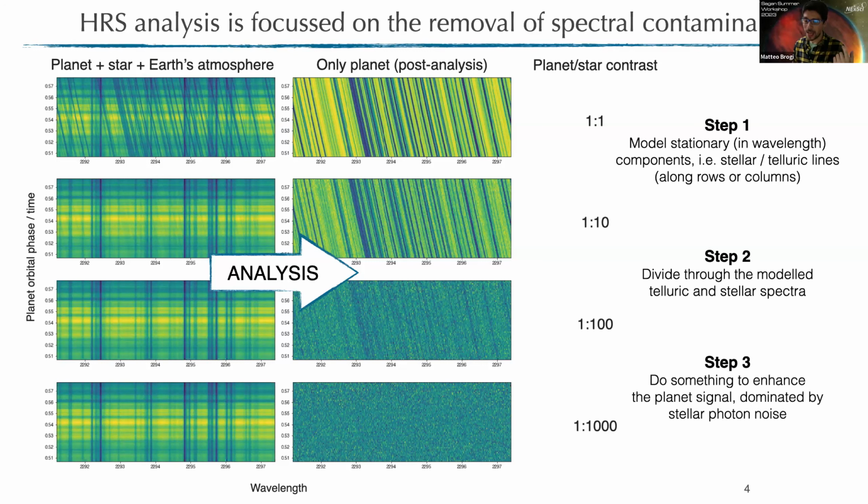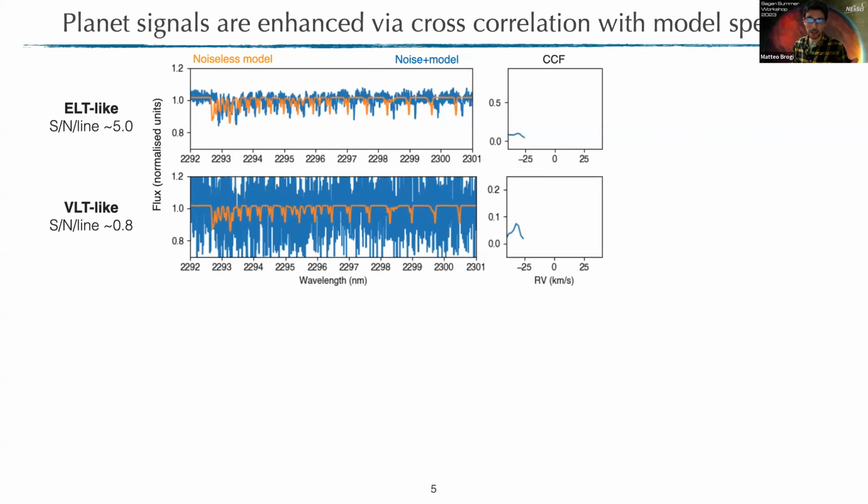So how do we go about that? We have to do something to enhance the planet signal, which is at this stage dominated by stellar photon noise. And as you heard in Jason's talk, one of the ways of going about it is doing cross-correlation. So we have a more or less noisy spectrum, which is in blue here, and you slide a model, what you think is a good representation of your atmosphere, through various levels of radial velocity. And when the radial velocity matches between the two, you get a positive peak.